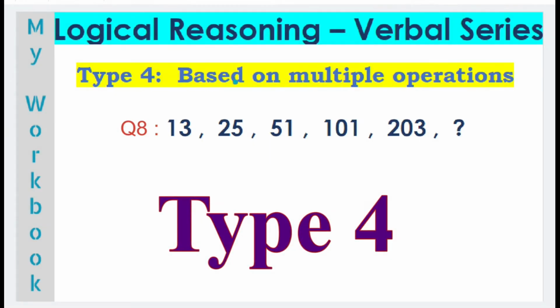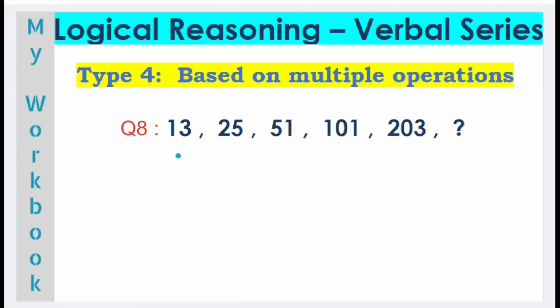In type 4, there will be multiple operations. There will be a combination of multiplication and addition, or multiplication and subtraction, division and addition, so on. Question number 8, 13, 25, 51, 101, 203. Just by looking at this, the first thing that strikes our mind is the elements are close to 2 times the previous element, correct? 13 into 2 minus 1 will give you 25.